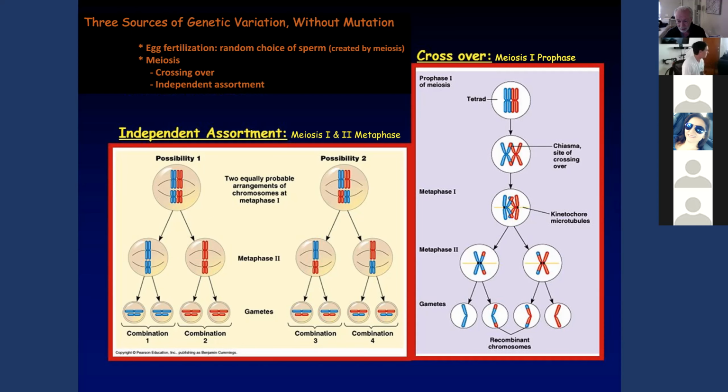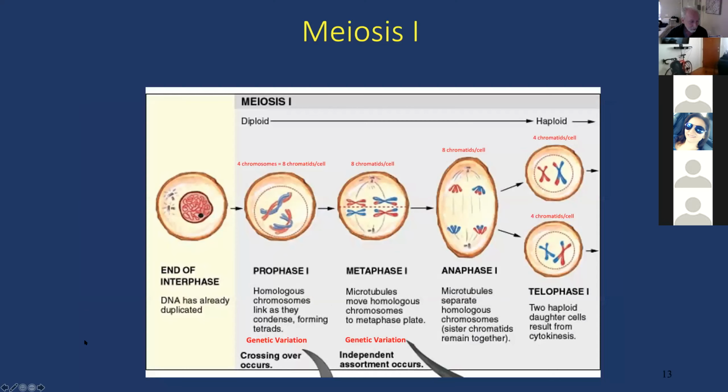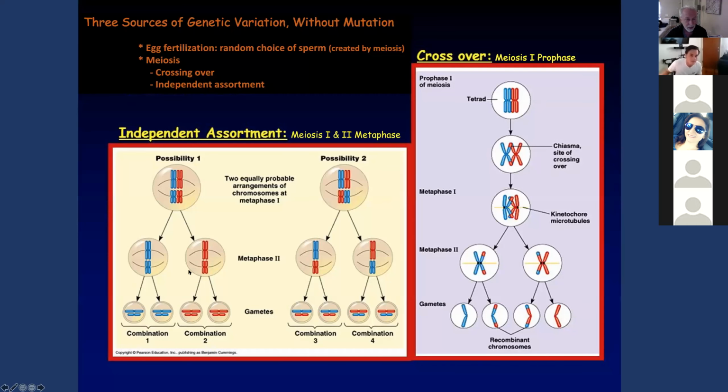So that's the result of crossing over or recombination. Now, what about independent assortment? Since there are 2 cell divisions, this can happen in both meiosis 1 and meiosis 2 at metaphase. So there are 2 possibilities.